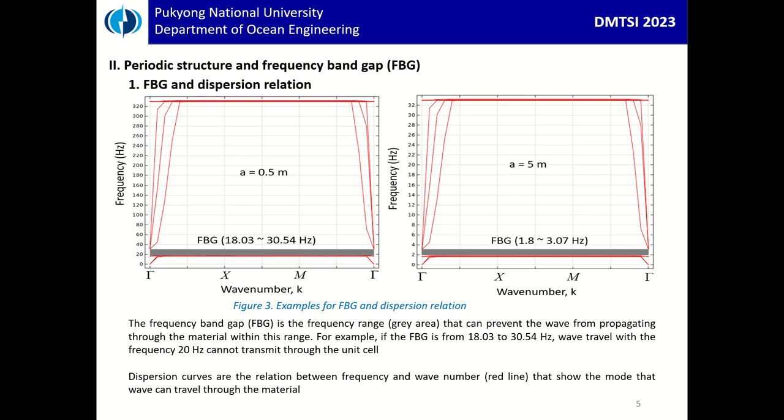For example, if the frequency band gap is from 18.03 to 30.54 Hz, a wave with a frequency around 20 Hz cannot transmit through the unit cell. The dispersion curves are the relation between the frequency and the wave number. The red lines show the modes in which the wave can travel through the material.